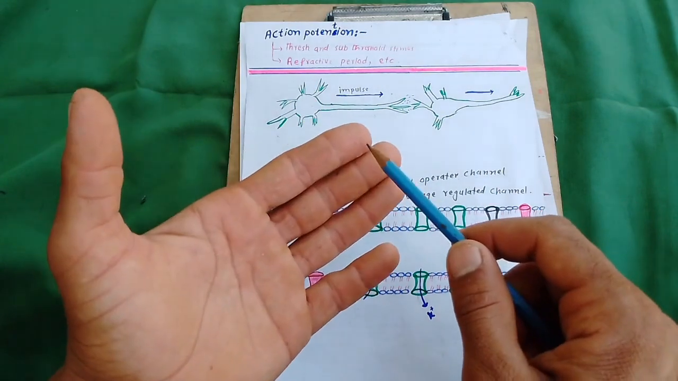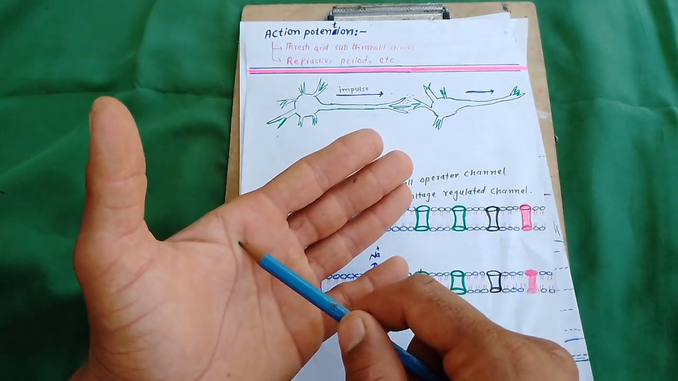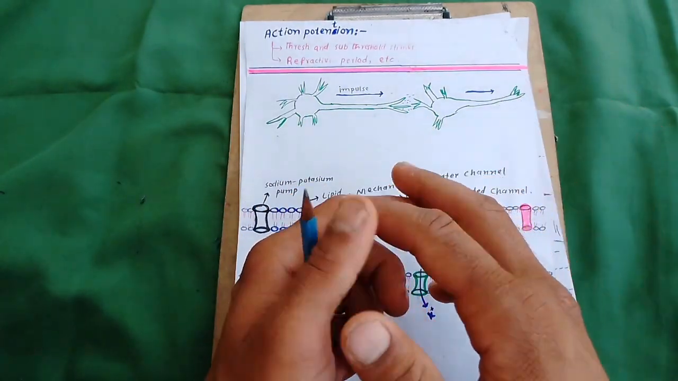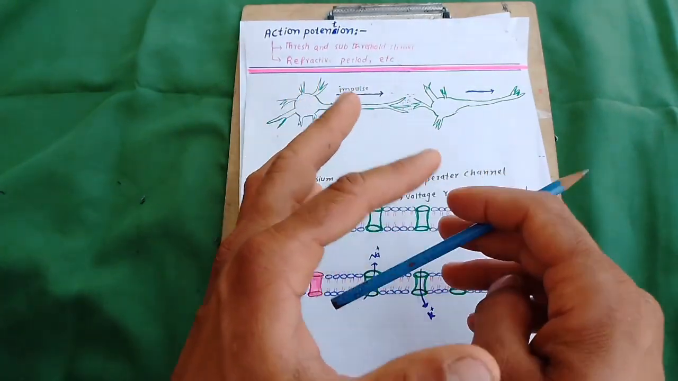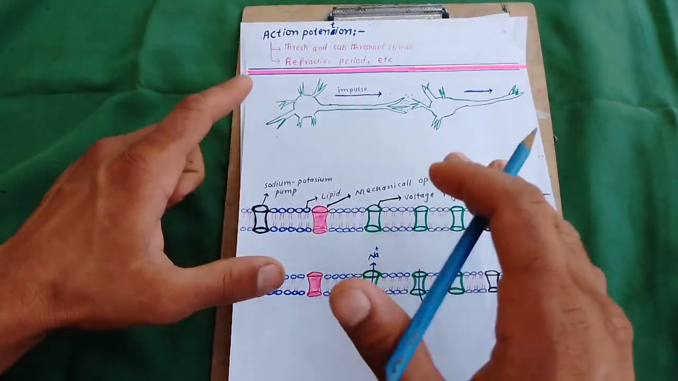of adequate strength, then this message goes to the brain and spinal cord with the help of a complicated process, with the help of polarization and depolarization. This process is called the action potential. So what is action potential?